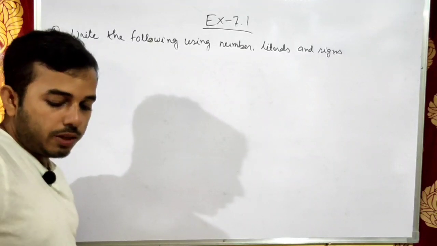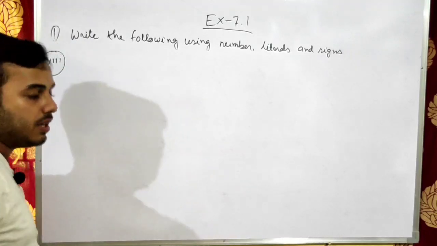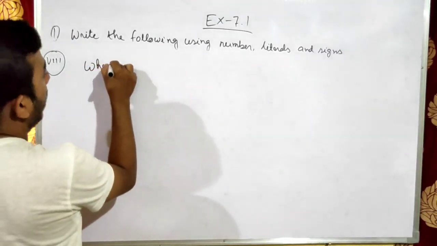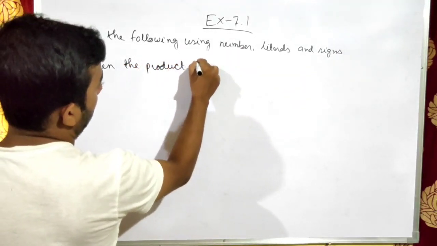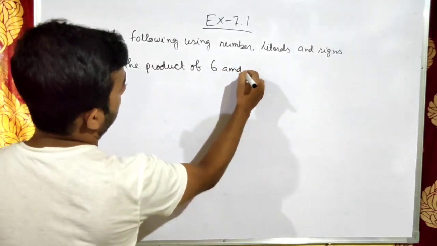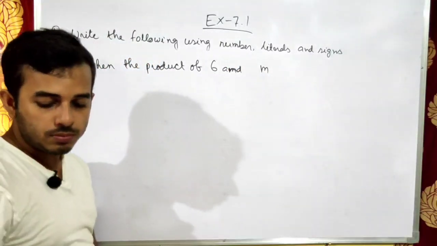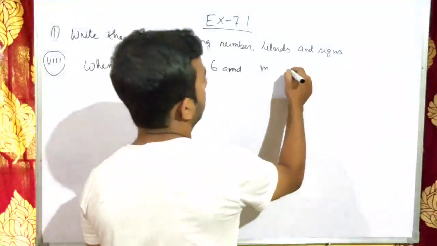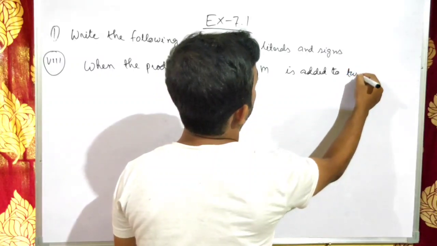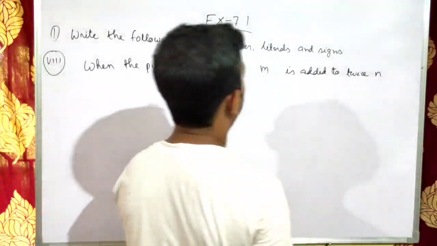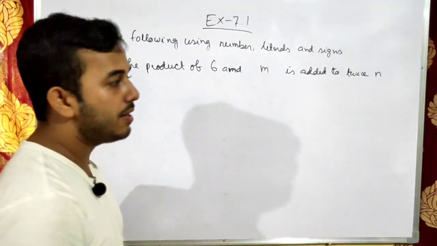Equation number 8 is what? When the product of 6 and m is added to twice n, the result is q. Okay, when the product of 6 and m is added to twice n, the result is q.